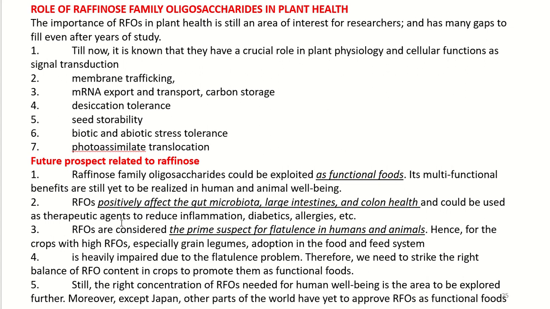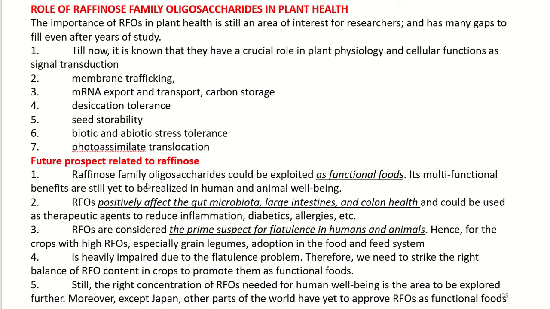Now I am giving you RFO, or raffinose family oligosaccharides, in plant health. It has already been taught to you. I am giving you certain studies by researchers who are interested in it, and what crucial role it has in plant physiology and cellular function or signal transduction. As I said previously, it is involved in membrane trafficking and mRNA export transport. It works as carbon storage, desiccation tolerance, seed storability. It is also involved in biotic and abiotic stress tolerance, and in phloem assimilate translocation. This is the summary of the role of raffinose in the plant.